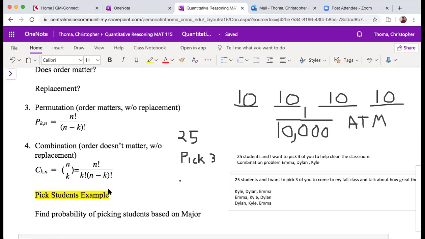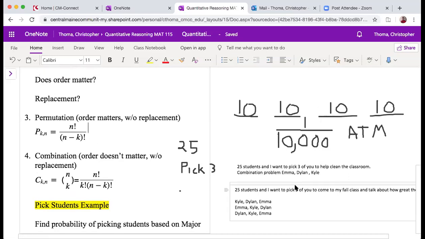So now the key is how do we do these calculations? N is always your sample size, and K is how many you're picking. So if I put this into formula form, it's going to be 25 factorial divided by (25 minus 3) factorial, which then equals 25 factorial divided by 22 factorial.